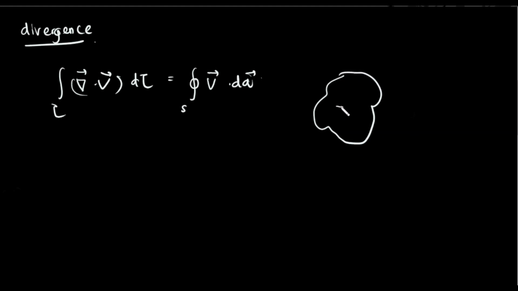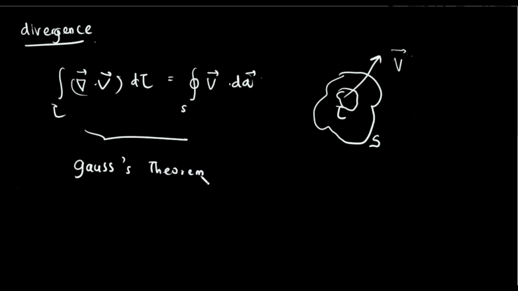This is going to be my volume. This surface is closed, bounded by this volume. Now if you take this surface as S, this S is bounded by the volume. This is called Gauss's theorem, or you can say this is the divergence theorem, because it deals with the divergence.